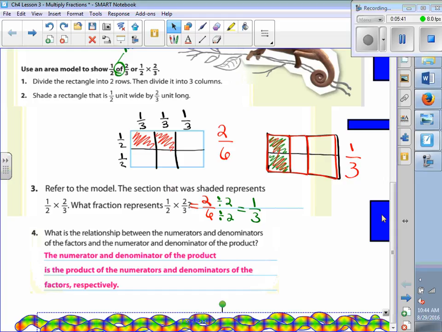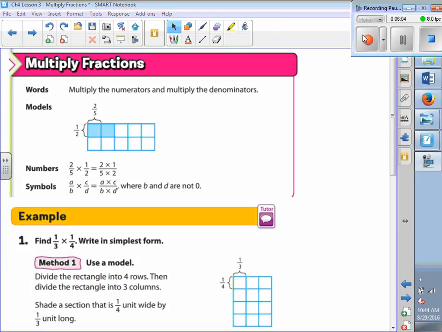All this pink stuff down here, you don't have to write that word for word. You can reword it. Okay? All right. So, multiply the numerators and multiply the denominators. Okay? And the answer to a multiplication problem is the product, right? And that's what this is saying. Got it? Yes. All right.